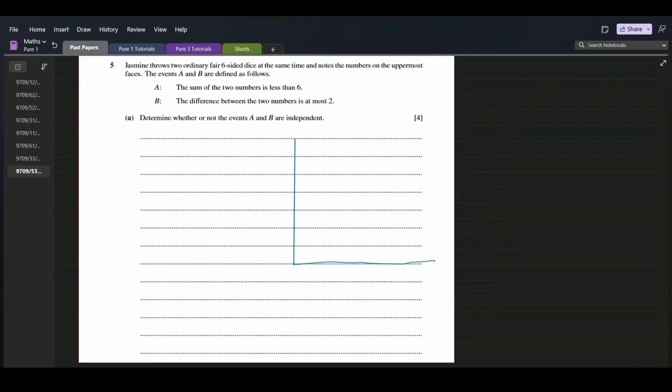So it would look something like that. We have two ordinary fair six-sided dice. So this is our first die here. And so we've got 1, 2, 3, 4, 5, and 6. And then our second die will be here. That's 1, 2, 3, 4, 5, 6. So I'm just going to draw dots here.